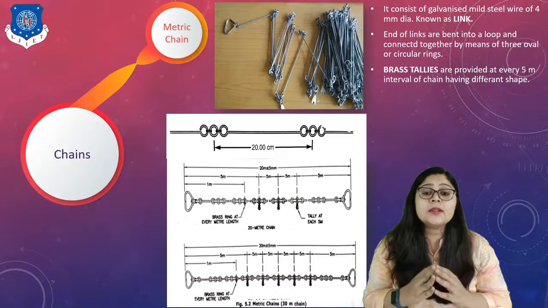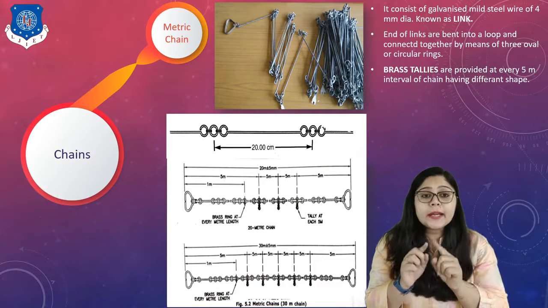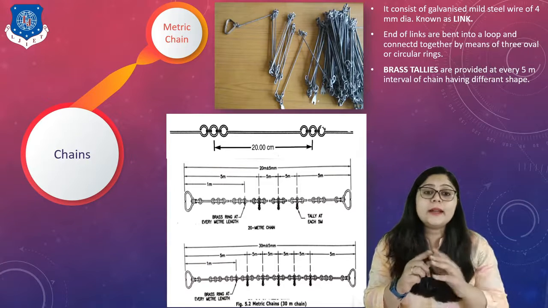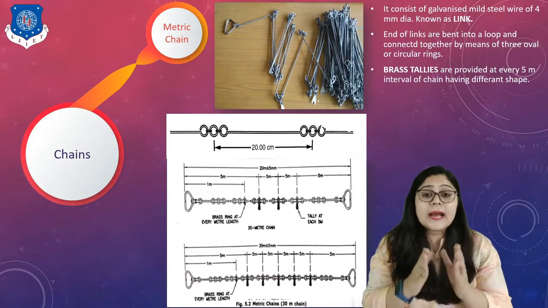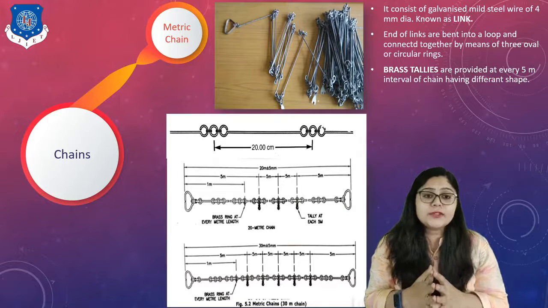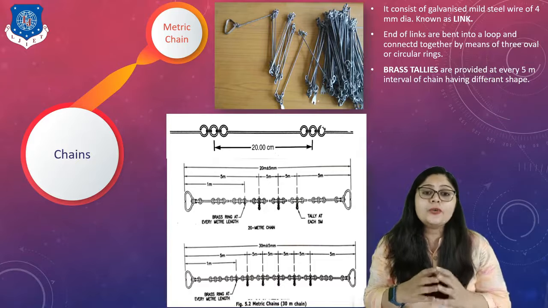Here you can see on screen that the ends of the links are bent into a loop and connected together by means of 3 oval or circular rings, right? This is the example. Then the brass tallies are provided at every 5-meter interval of the chain, having different shapes. That is again shown in this figure.